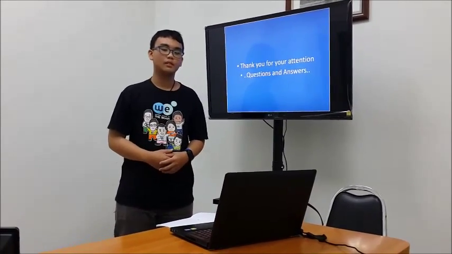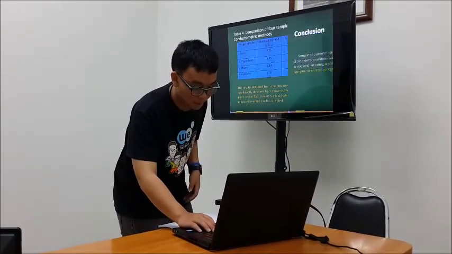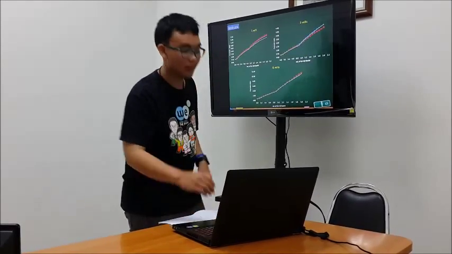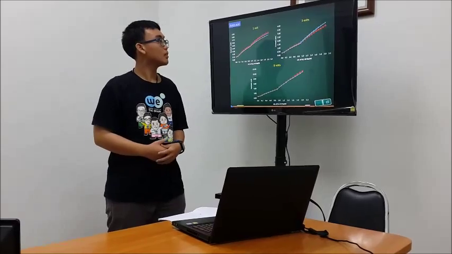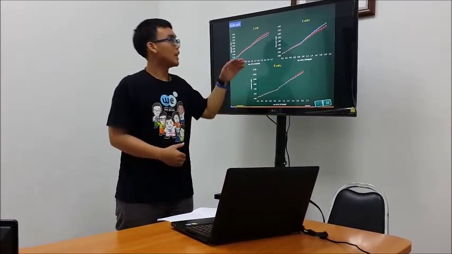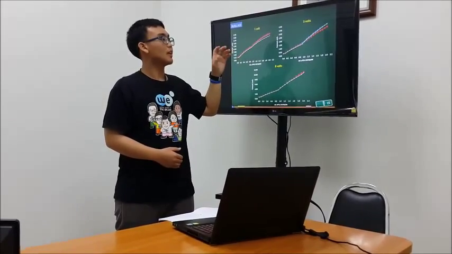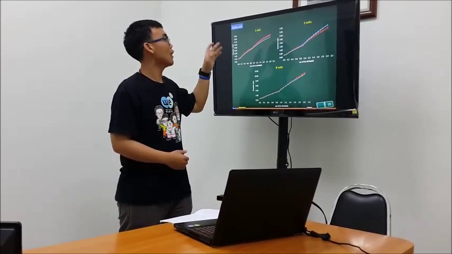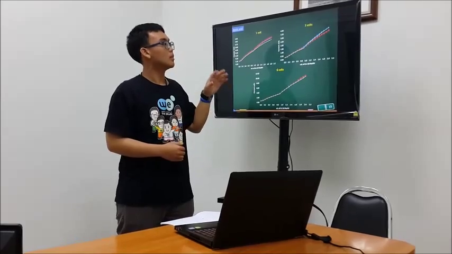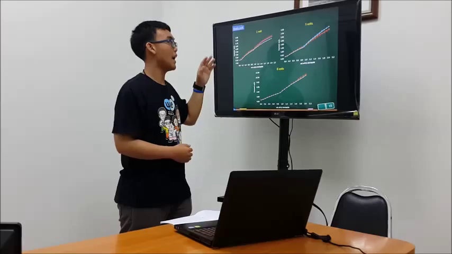Could you go back to slide number 15? Number 15. Wait a minute. Yeah. What is the difference between 1 volt and 3 volts? The curve shape of 3 volts is more of a straight line than 1 volt. So it means 3 volts can find the equivalence point more easily than 1 volt.